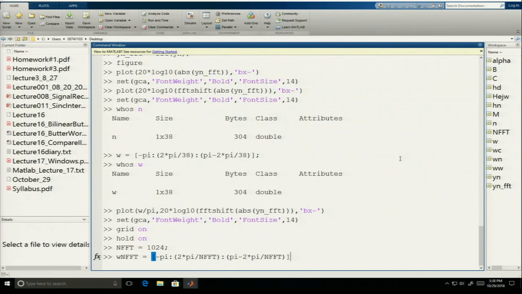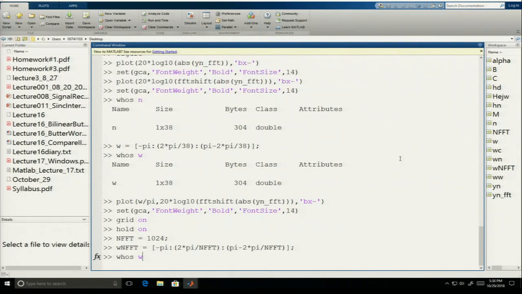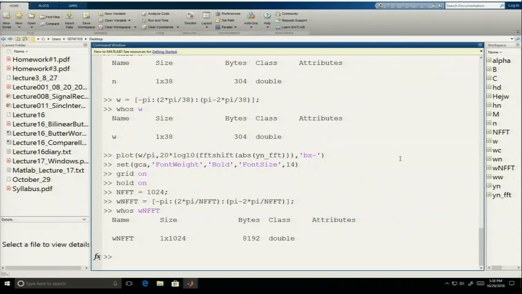And I'm saving all this in a diary so you can hopefully use it for doing the homework. So what's the size of W N FFT? Better be 1024. It is. All right.